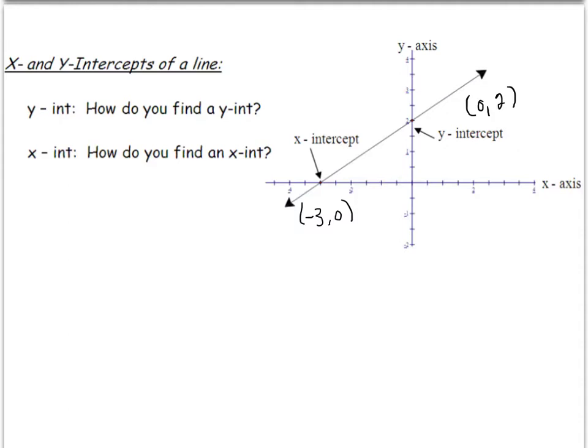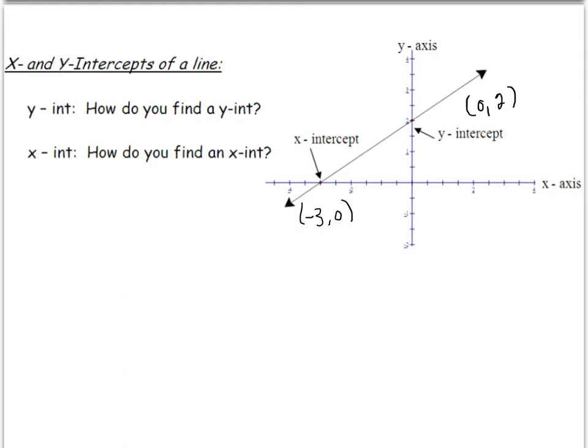Well, let's look at our graph here. To find the y-intercept, you should notice that your x-coordinate will always be 0 because you are never moving left and right. You're only moving up and down. So your x-coordinate's always 0. Take a look at the x-intercept. Okay, if I'm on the x-axis, I'm only moving left and right. There is no vertical movement at all. Therefore, your y-coordinate will always be 0.